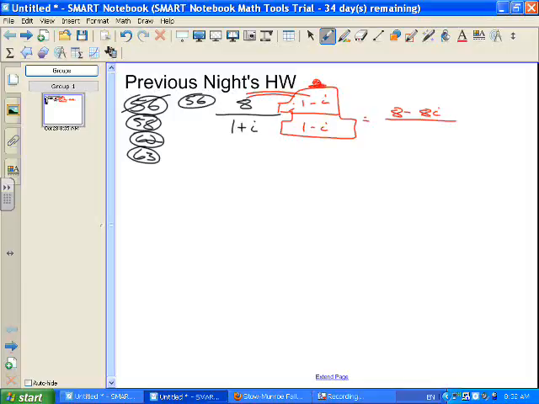And then in the bottom, I have to actually FOIL this. So 1 times 1 is 1. 1 times negative i is negative i. i times 1 is i. And i times negative i is negative i squared. All right, the good thing is that these i's cancel. And what is i squared? Well, i squared is negative 1, but this is minus a negative 1. So that's a plus 1 down there.